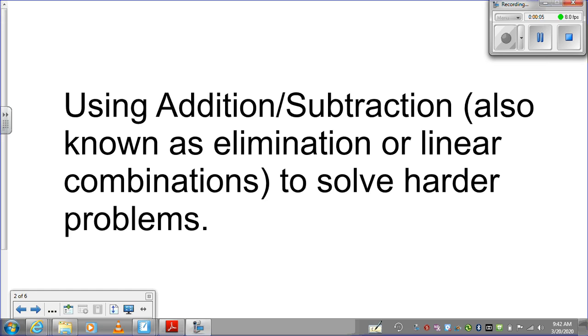In this video, we're going to use the addition or subtraction method, which is also known as elimination or linear combinations, to solve harder system of equations problems. So in the first video, we looked at some fairly basic problems where the equations were already lined up and they already had opposite coefficients. In this video, I'd like to look at some that are a little bit harder.